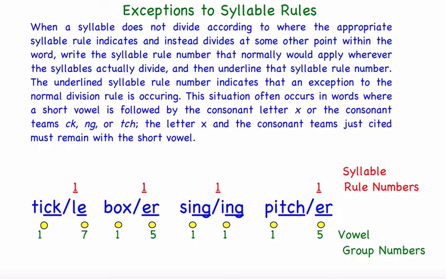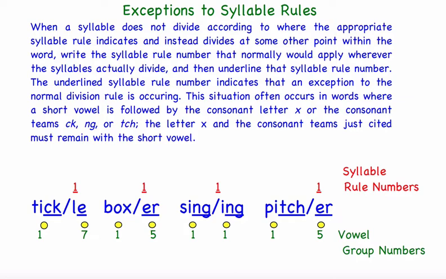The same with boxer. Boxer, when X represents the sound X, must come after a short vowel. It can never start the syllable. When X begins a syllable, which almost never happens, it's going to represent the Z sound. So when X represents the sound X, it's going to have to come after the short vowel. So again, we put the 1 after the X, but we underline the 1 to indicate an exception.